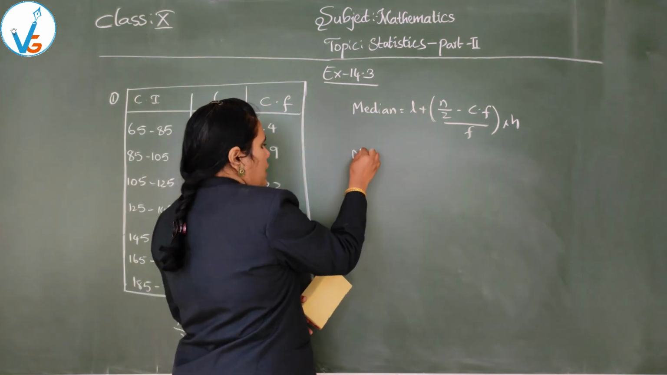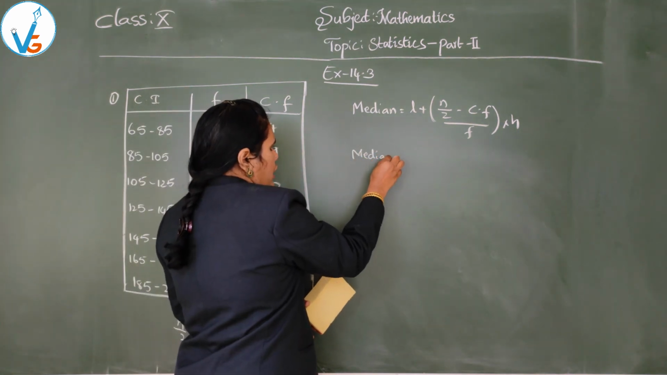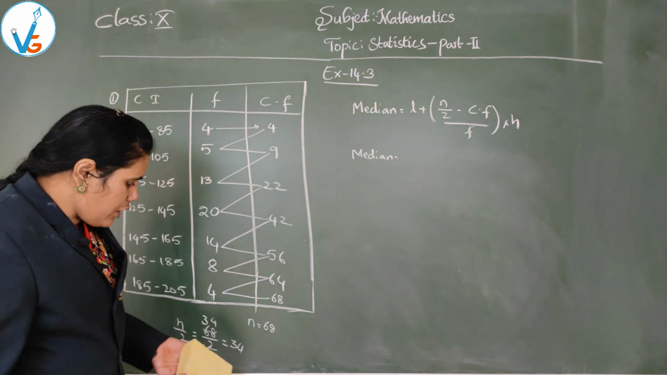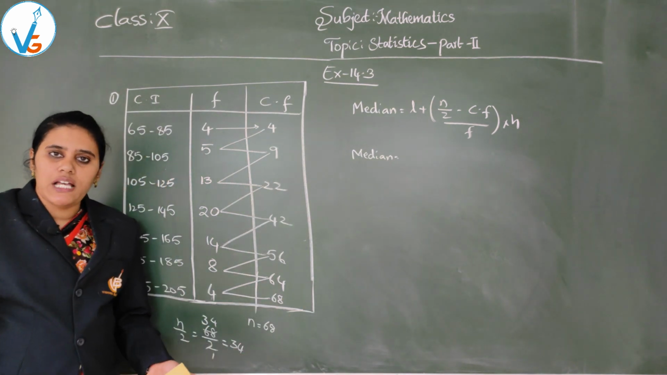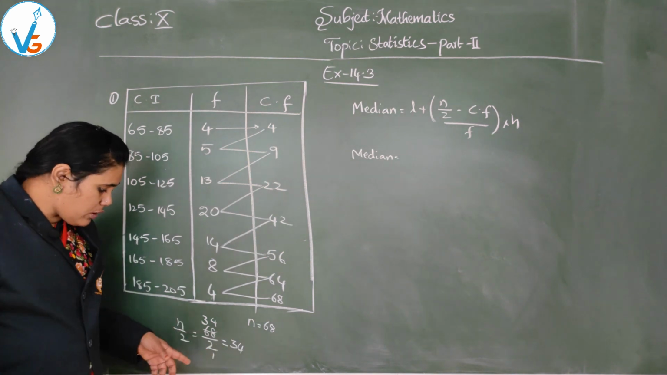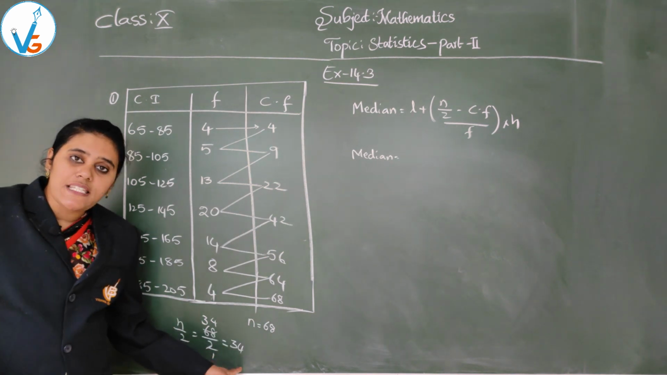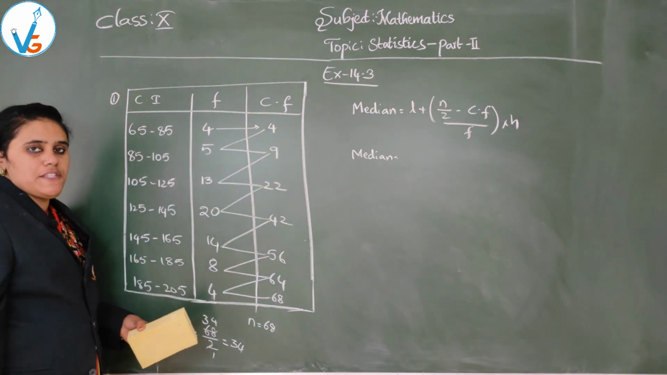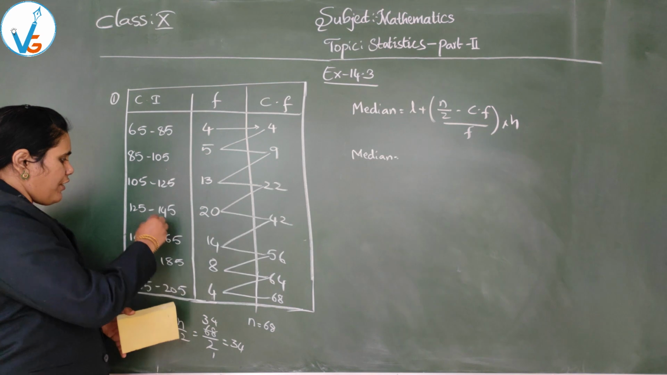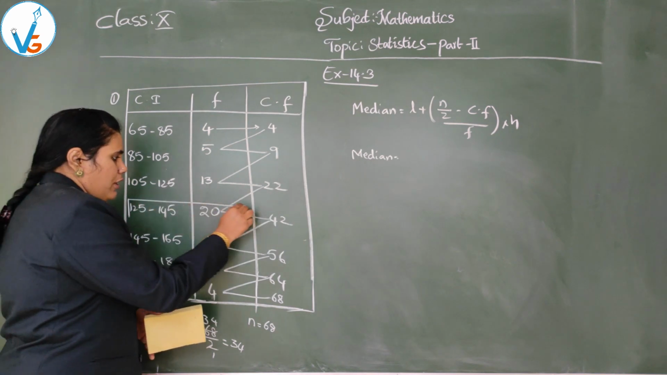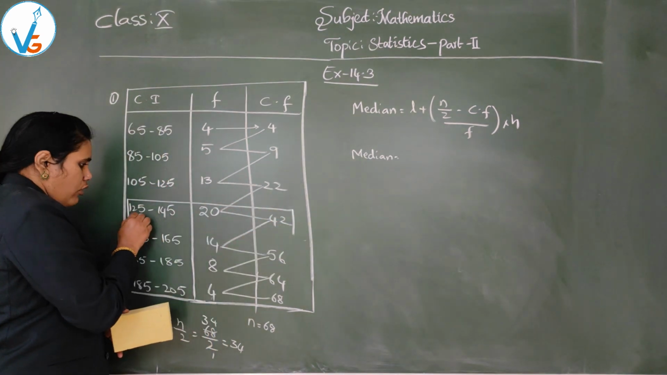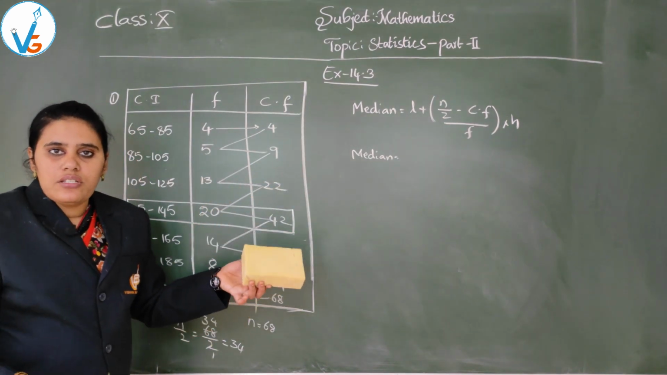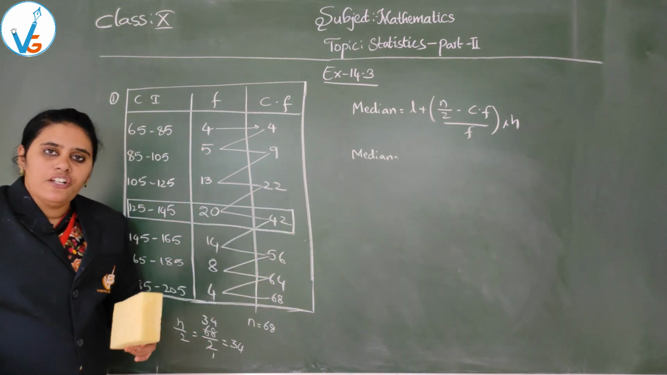Now, how do we find our median? We don't know the median. N by 2 is 34. You have to check 34 in the cumulative frequency. Wherever you get 34, since 34 has crossed 22, it will be in the group of 42.